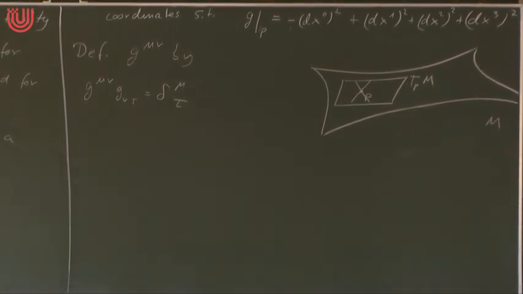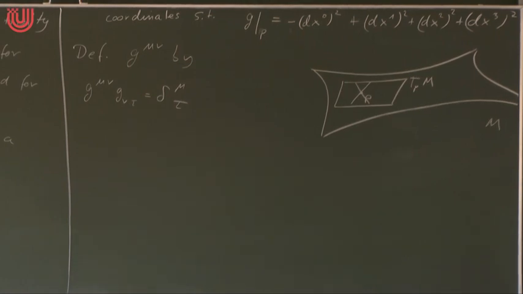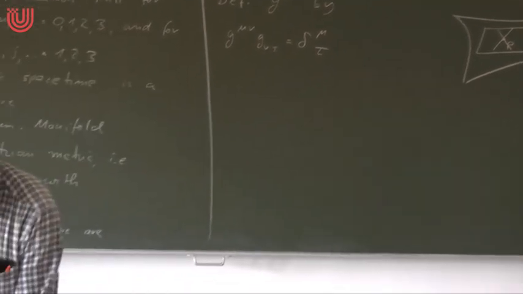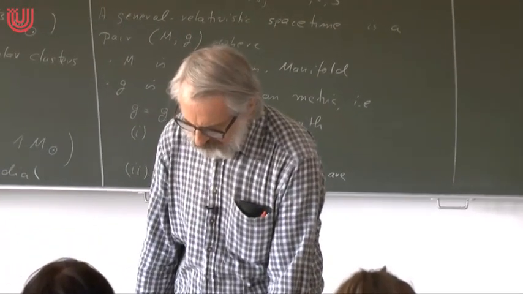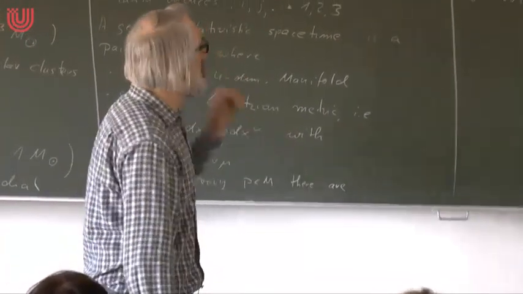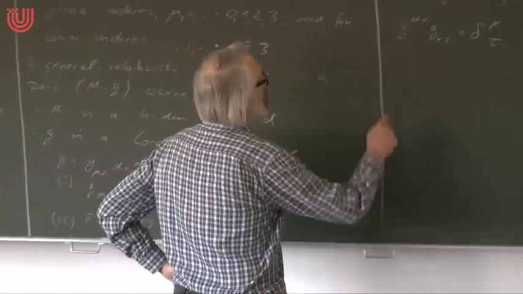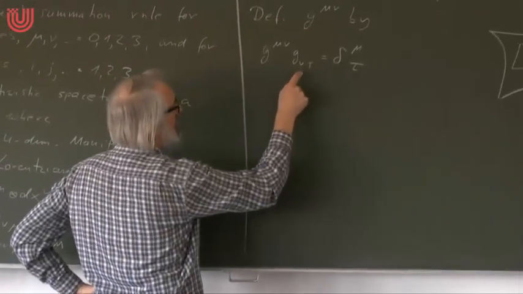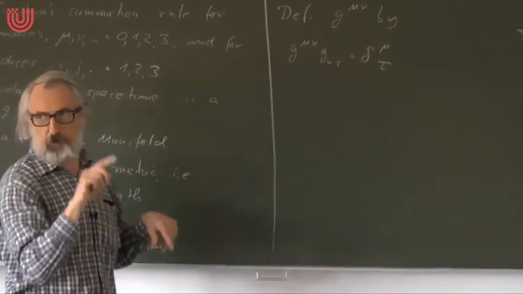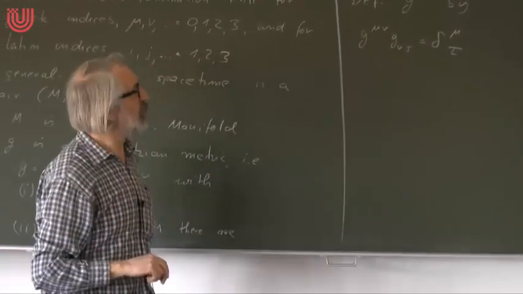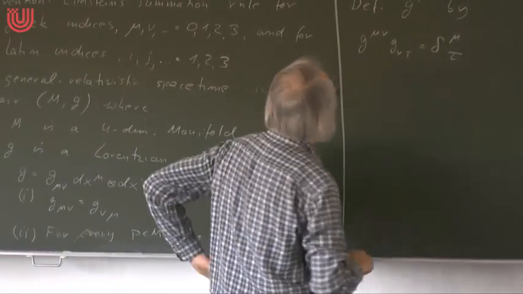Okay, if we have the metric, then we can do physics in this particular space-time. First of all, I should mention a mathematical convention. Now we have the g mu nu with indices down and the ones with indices up, and we can use this for raising and lowering indices. That's a thing which we will do frequently in the following.